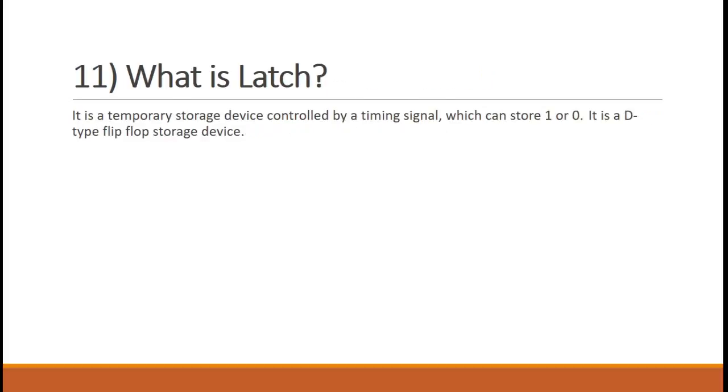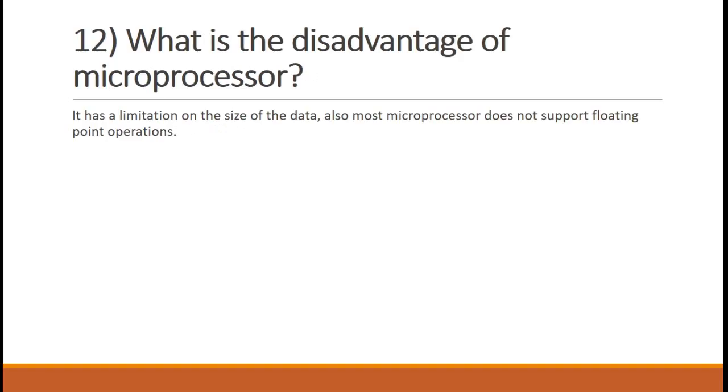11. What is latch? It is a temporary storage device controlled by a timing signal, which can store 1 or 0. It is a D-type flip-flop storage device. 12. What is the disadvantage of a microprocessor? It has a limitation on the size of the data. Also, most microprocessors do not support floating point operations.